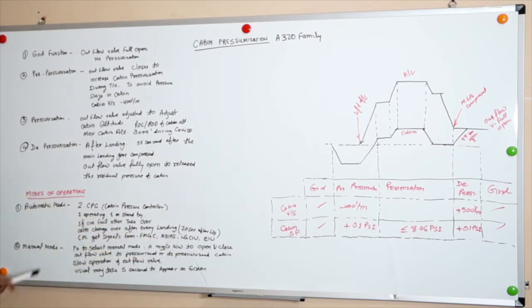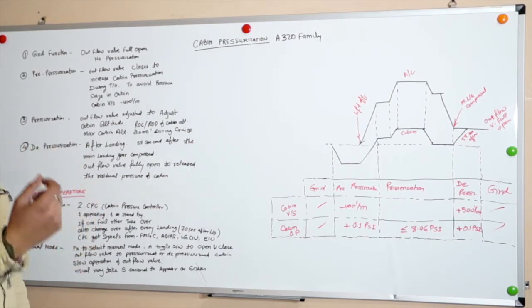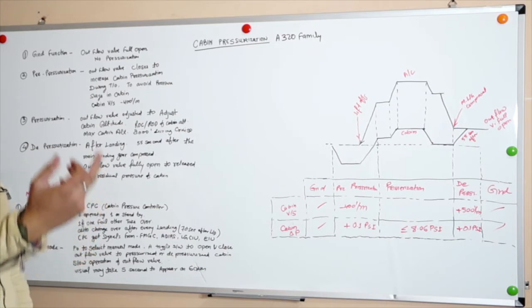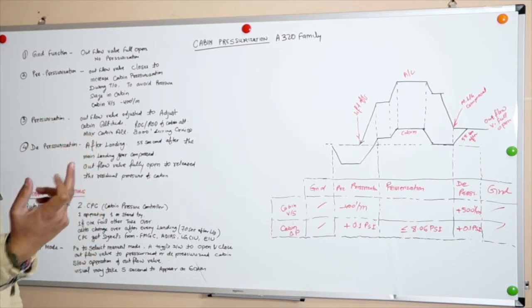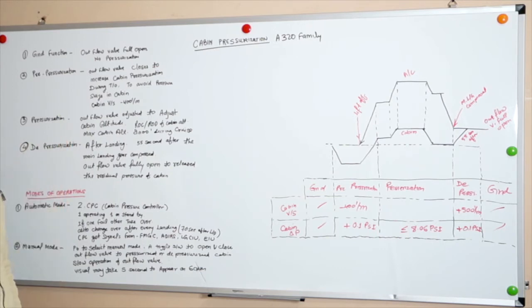In the case of manual mode, how do we do that? If automatic mode has failed, meaning both CPCs have failed, then we have manual mode also. There is a push button on the overhead panel by which we can select manual mode, and after that there is a toggle switch for the VS control of cabin altitude. That VS control toggle switch actually controls the outflow valve opening and closing.